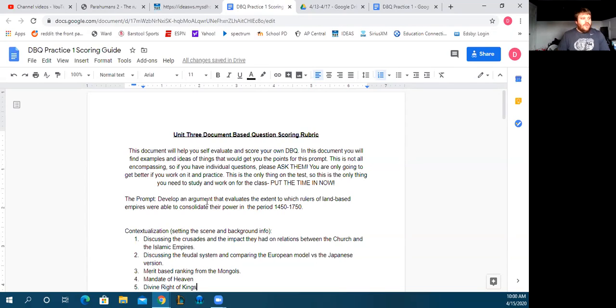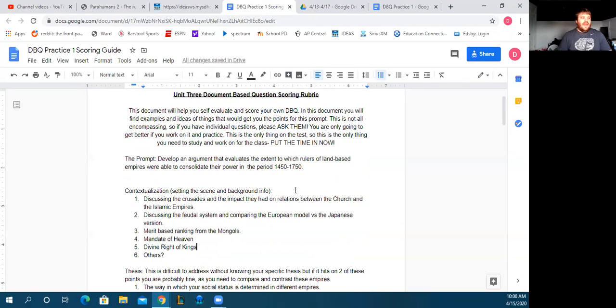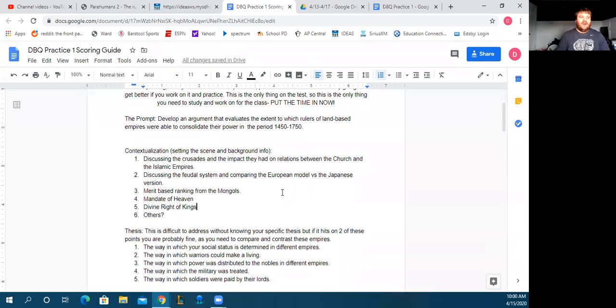So the prompt was develop an argument that evaluates the extent to which rulers of land-based empires were able to consolidate their power in the period 1450 to 1750. So for the first thing that you should have done, setting the scene with your background info with contextualization, you need to talk about things not in the time period, right? This is extremely important. If you talked about anything that is important during the 1500s or during the 1600s or the early part of the 1700s, you are not going to get that point, right? Contextualization has to be from outside of the time period.